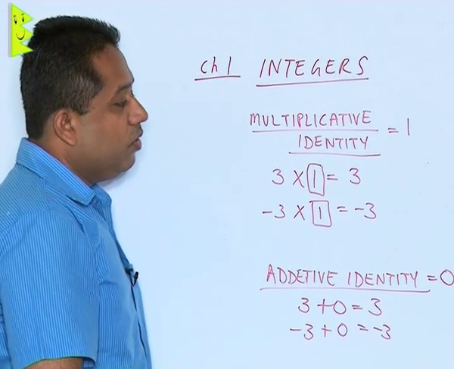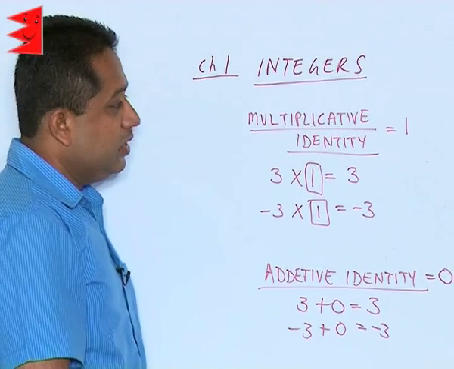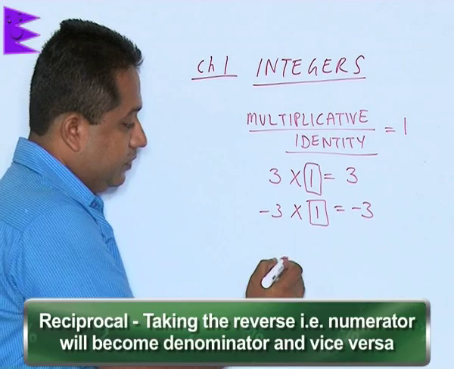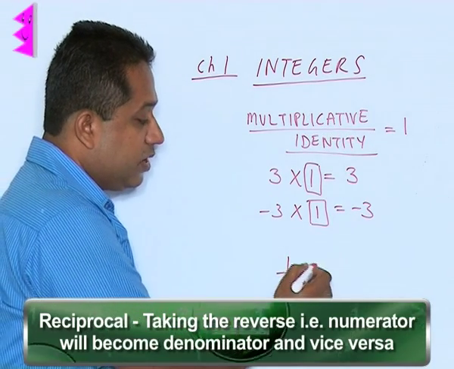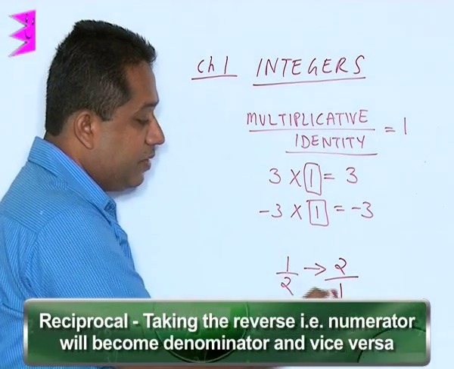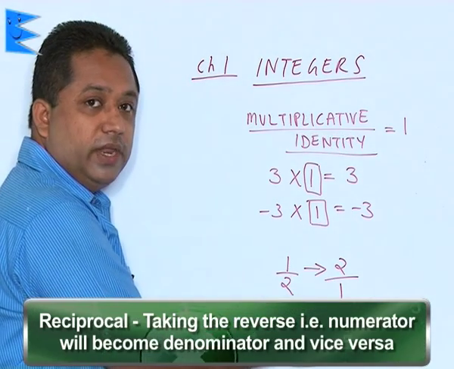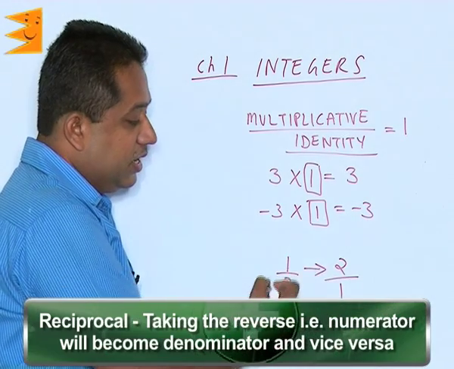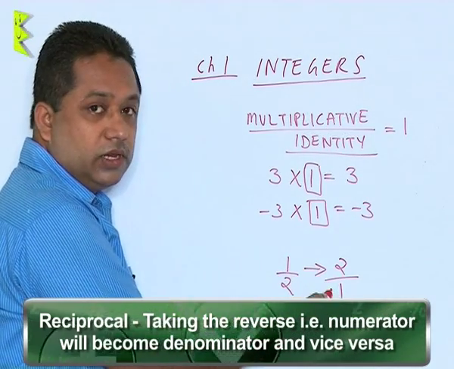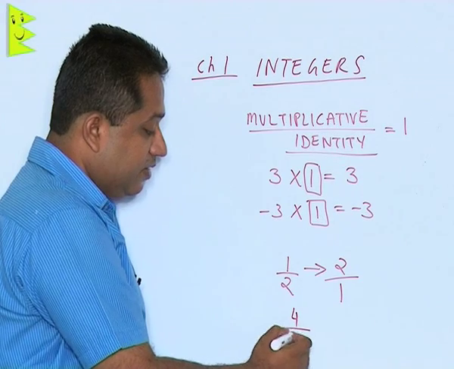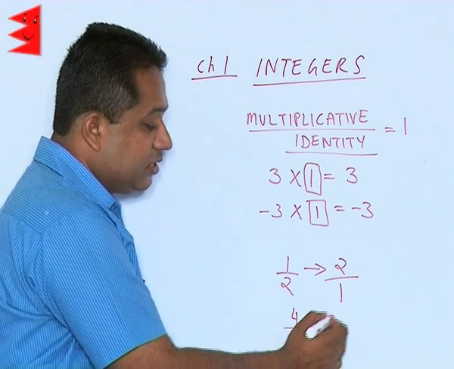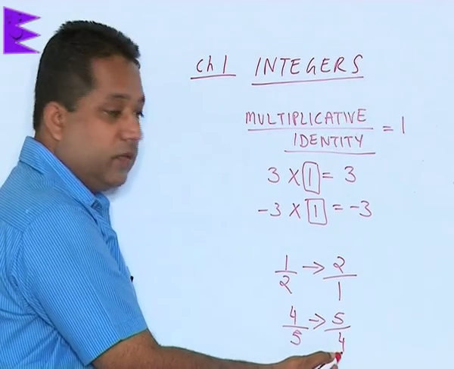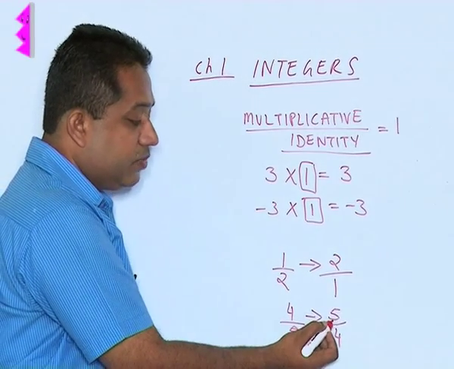You also should know what is the meaning of reciprocal. The meaning of a reciprocal is taking the reverse. That means 1 by 2, reciprocal of this will become 2 by 1. That means the numerator will become denominator and denominator will become the numerator. So this is called the taking of the reciprocal. So if you are asked what is the reciprocal of 4 by 5, the answer will be 5 upon 4. So the numerator has been transferred to the denominator and denominator has become the numerator.